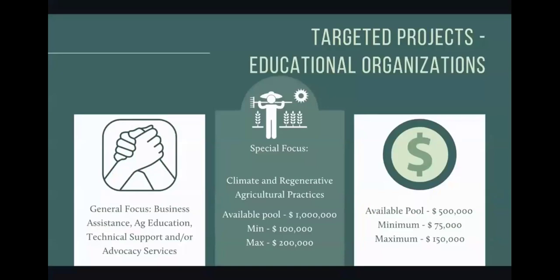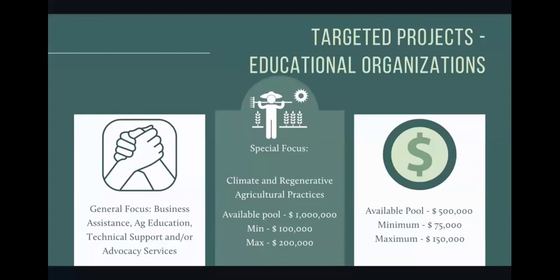All right, another targeted project, we have educational organizations. The educational organization available pool is $500,000. The minimum amount we ask that you put into your programming project is $75,000. The maximum amount you can request is $150,000. Again, we are asking that you focus projects on business assistance, ag education, technical support, and/or advocacy services.